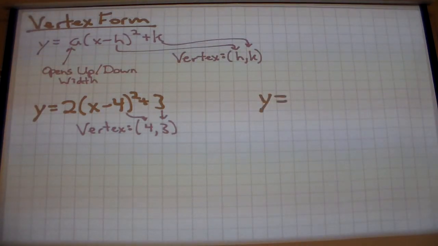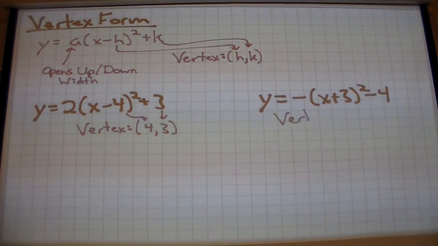So the other one we'll do, I'll write it out now because it fits it. If we did negative x plus 3 squared minus 4, we would then say our vertex is negative 3, negative 4. Change the sign on the x, y stays the same.